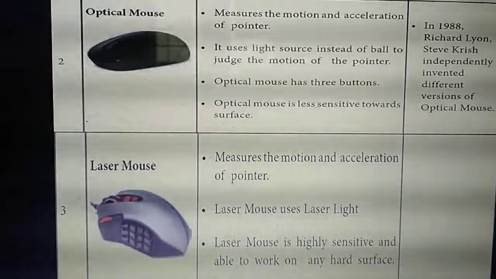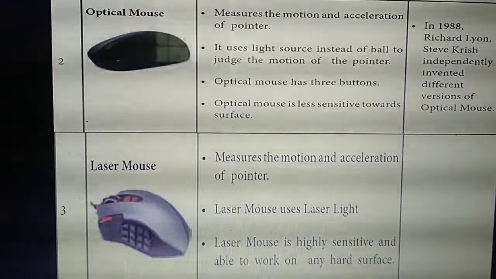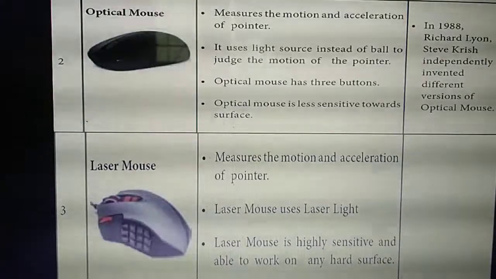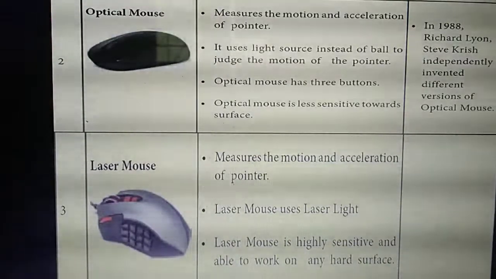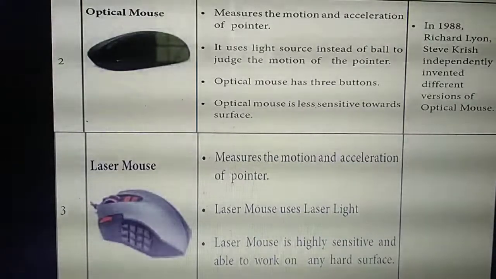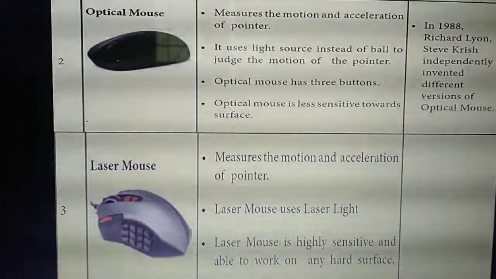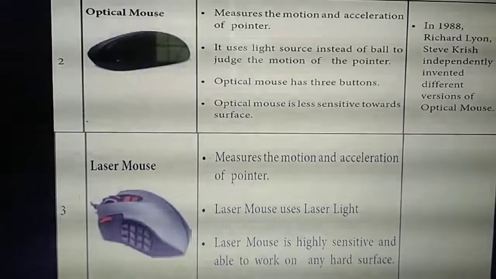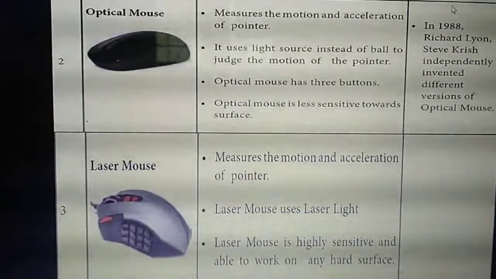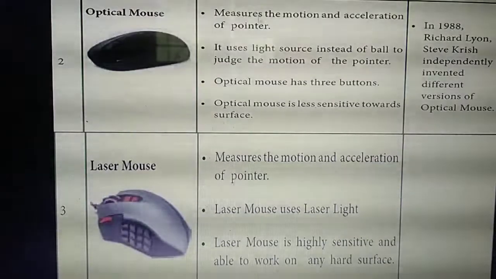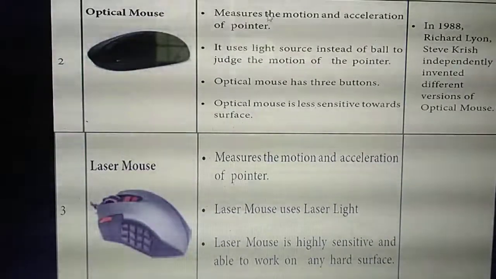5th question, okay? Differentiate optical and laser mouse. No need to draw this diagram, okay? Only these points are enough. 3 points, okay? So first column, put differentiate like this in a tabular column. First column you write optical mouse, second column you write laser mouse. So optical mouse, 3 points.